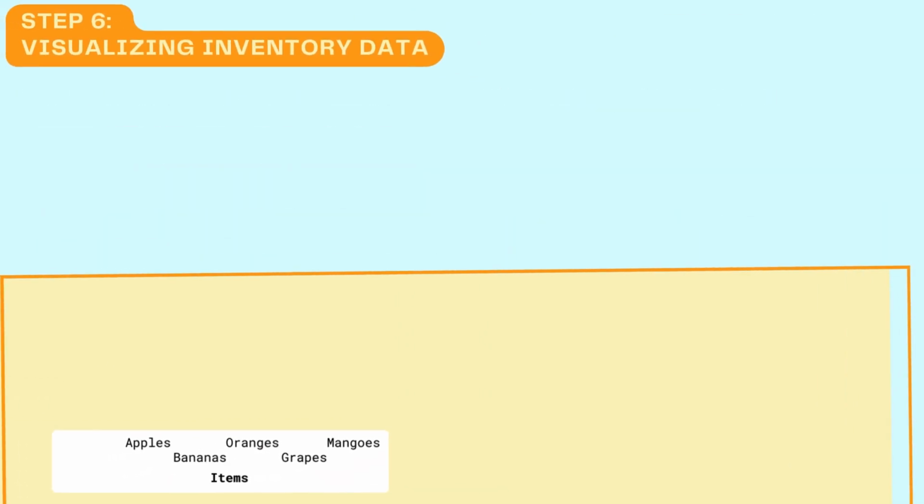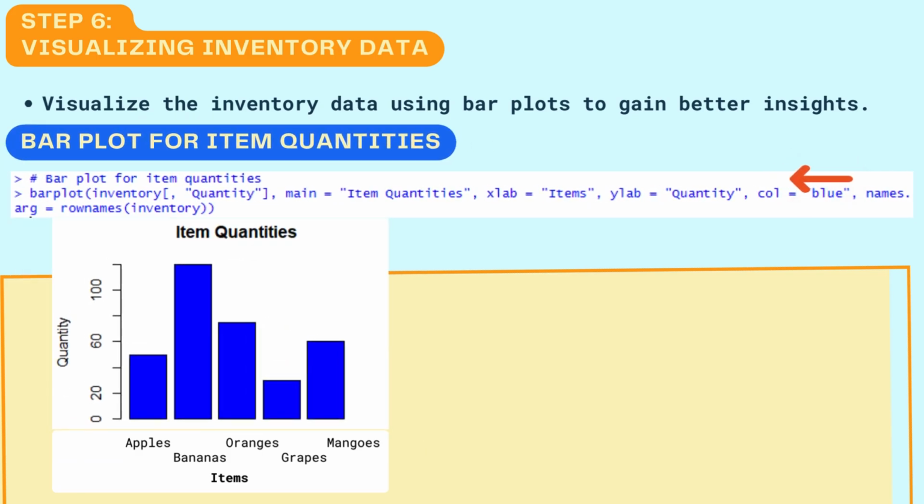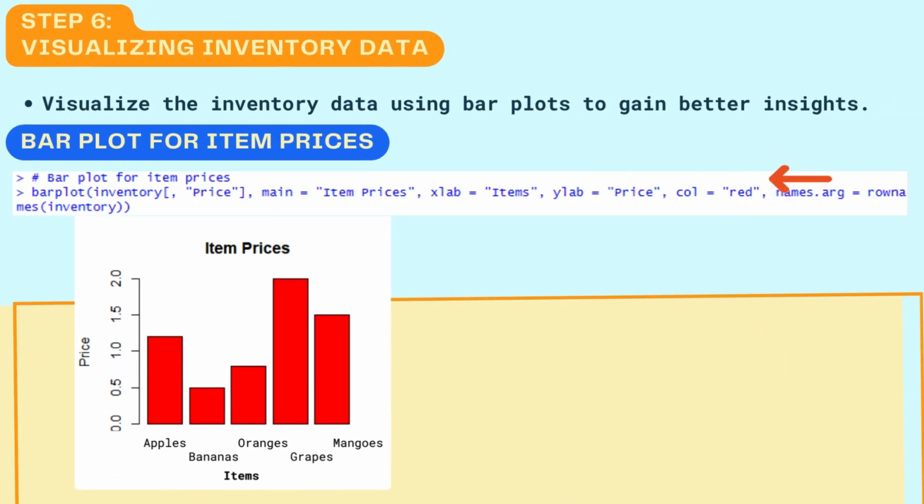Step 6. Visualizing inventory data. Visualize the inventory data using bar plots to gain better insights. Bar plot for item quantities. Output: a bar plot showing the quantities of each item, with blue bars indicating the quantities. Bar plot for item prices. Output: a bar plot showing the prices of each item, with red bars indicating the prices.